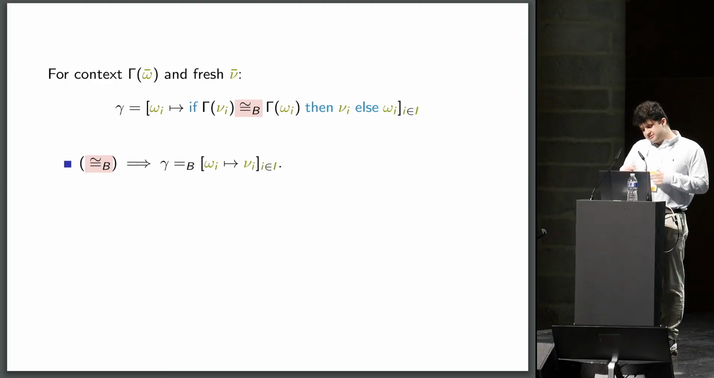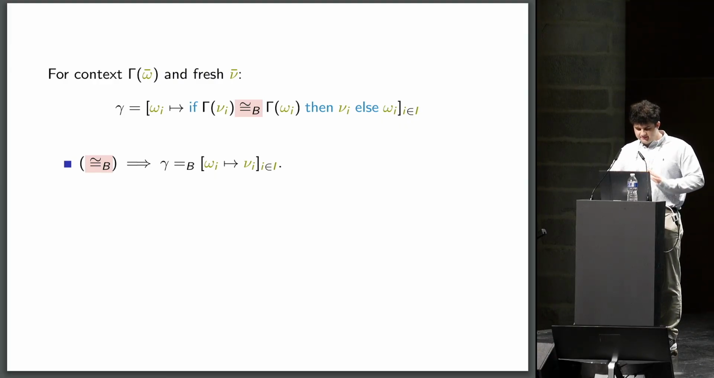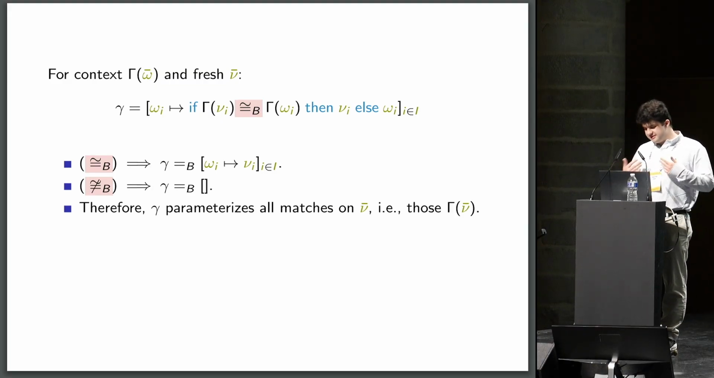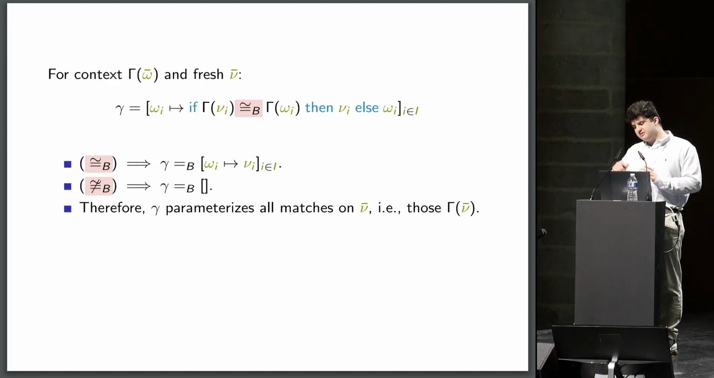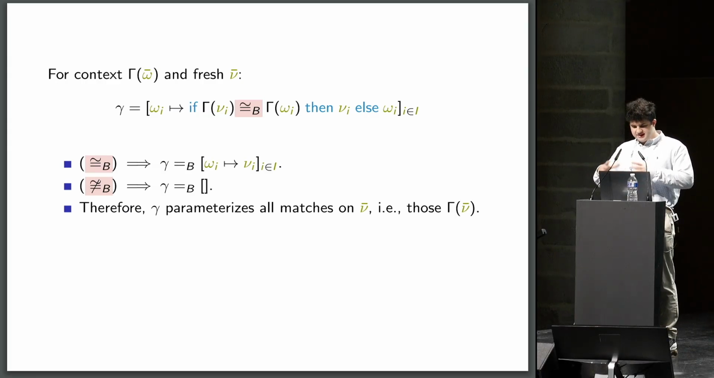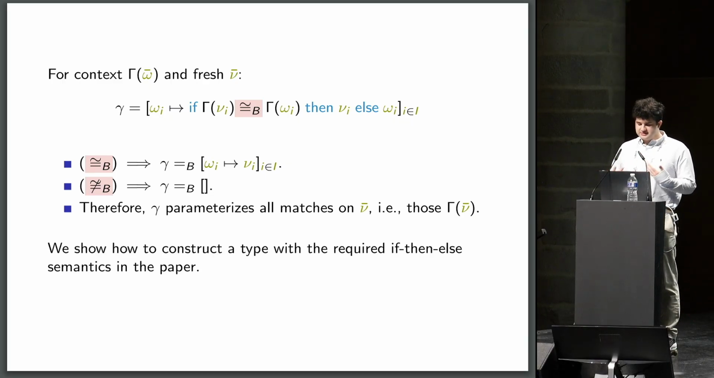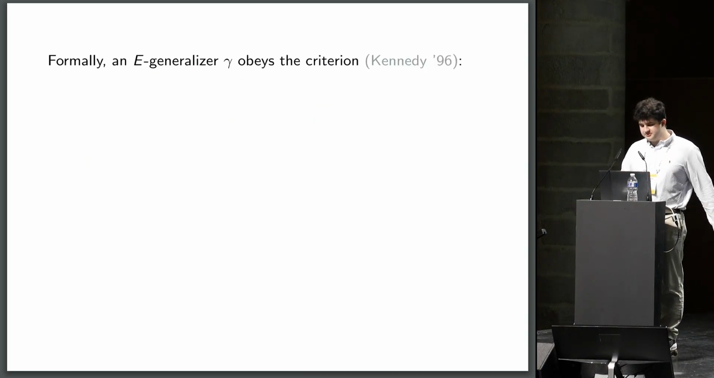So when the guard holds in this construction, gamma is going to be our B generalizer. Gamma is going to equal some renaming, some freshening operation when the guard holds. It's going to be identity when it doesn't hold, and that's able to parameterize a set of self matches if you imagine nu bar as some arbitrary instance of some uninstantiated omega bar. Okay, so we show how to construct type inference with the required semantics in the paper, more details there.